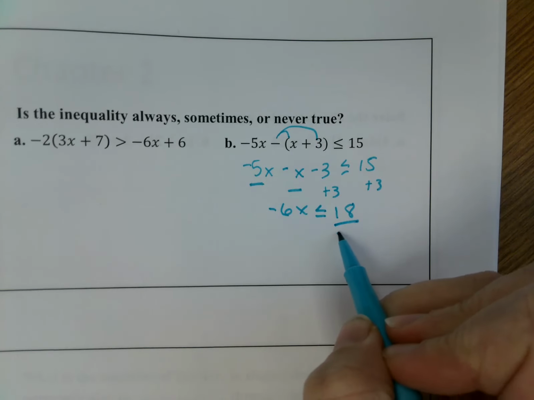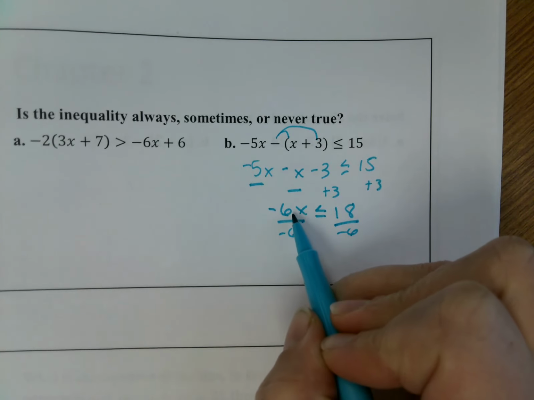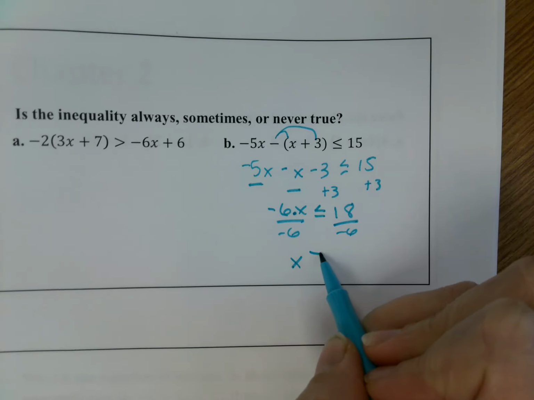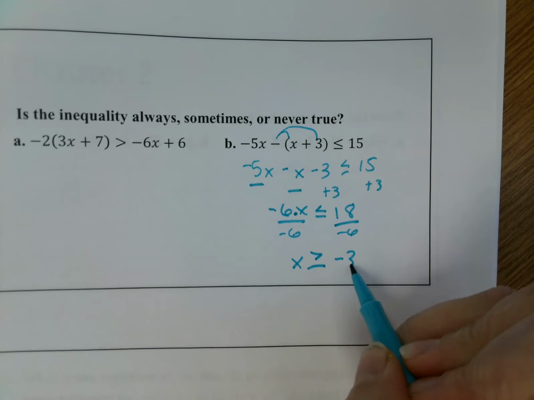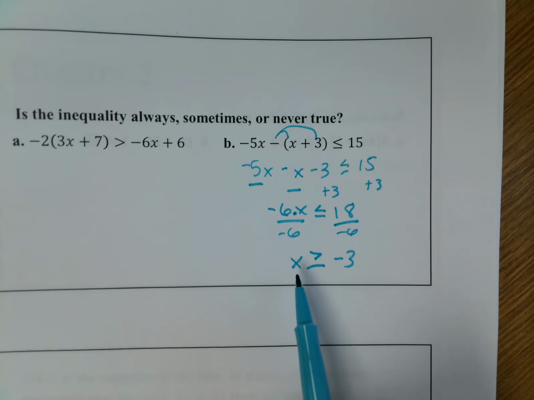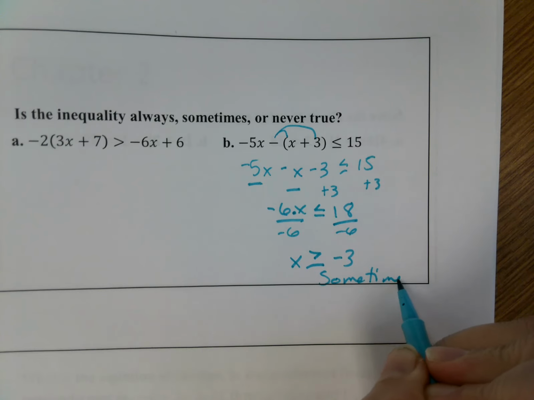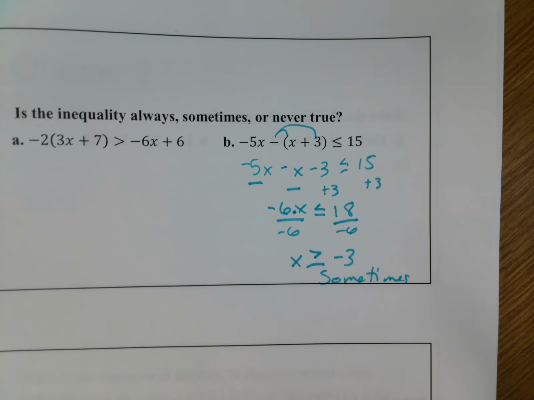Now I can divide by this negative 6 because the opposite of multiplying is dividing. Remember, when you divide by a negative, you switch the sign. Because I'm left with the variable, this is sometimes true. This is only true if x is greater than negative 3.